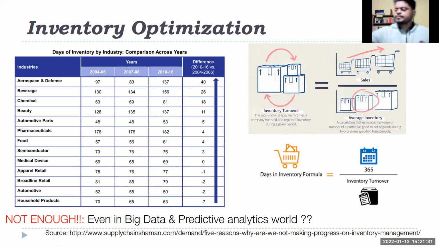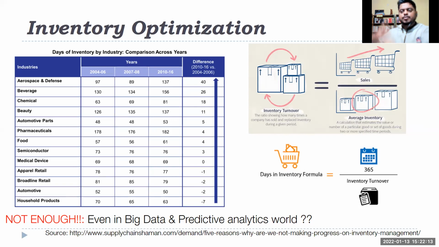Anyone? If my days of inventory is 63, the inventory turnover is 5.79. Yes, close to 6, right? So what does 6 mean? That means for that industry, household products, let's say FMCG products, on an average, they are able to rotate their inventory. How many rotations are happening, right? Inventory turns. 6 times they are able to rotate their inventory.